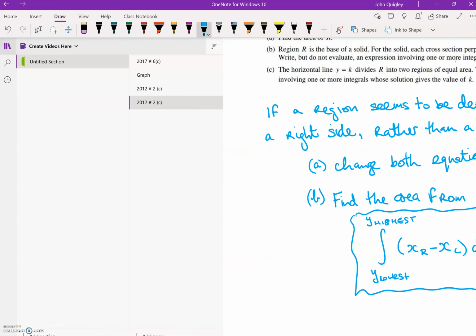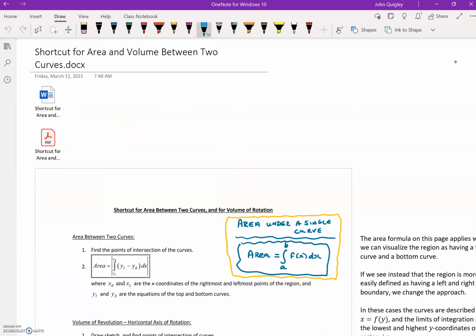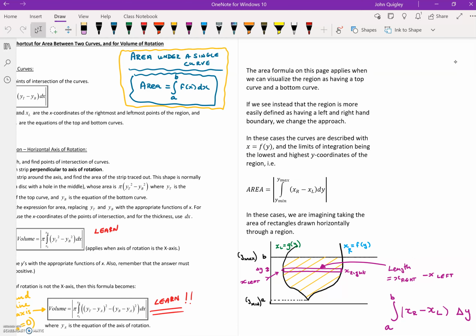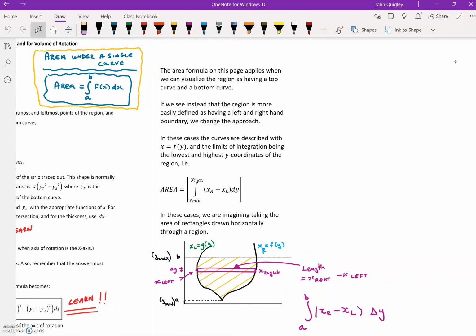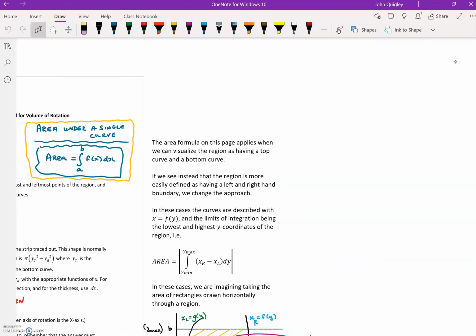Now let me just check something here. If you look at the shortcut for area and volume between two curves, these are in your own notes, you can see that there's a further explanation of this over on the right hand panel. So this is in your notes again. It's done this way, but hopefully you'll find the video helpful as well.